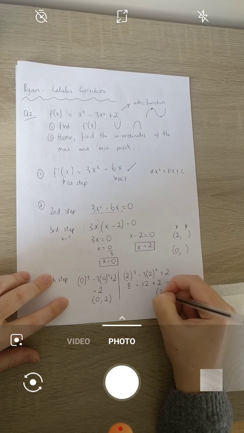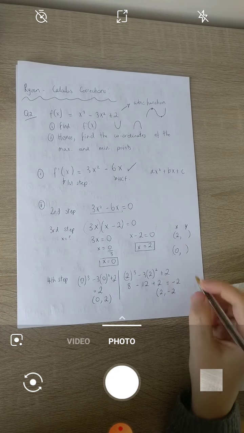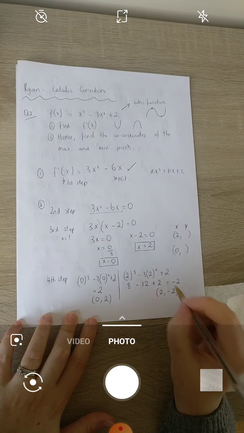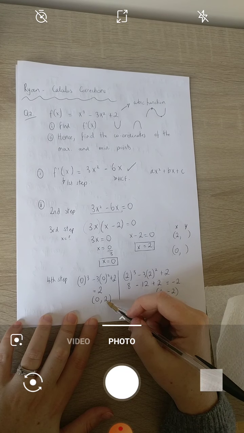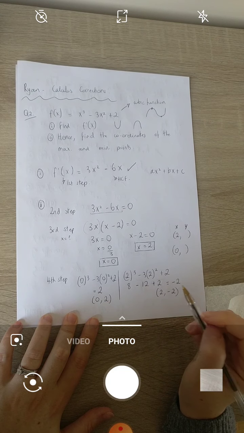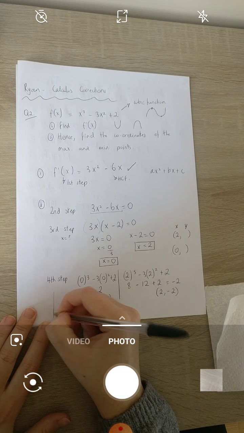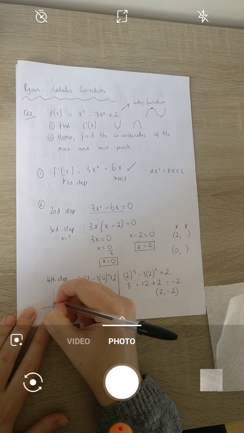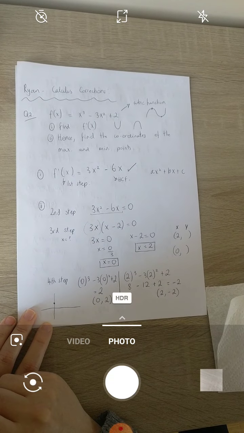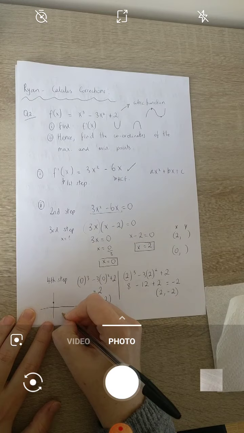So this point is (2, -2). And in order to determine which one is a max and which one is a min, we're going to look at the y values. So (0, 2) would be higher up. If you were to think of your graph, (0, 2) is like here, and (2, -2) will be down here.